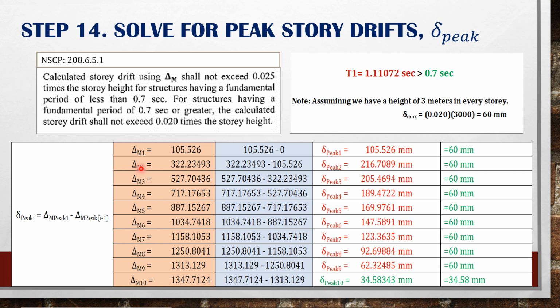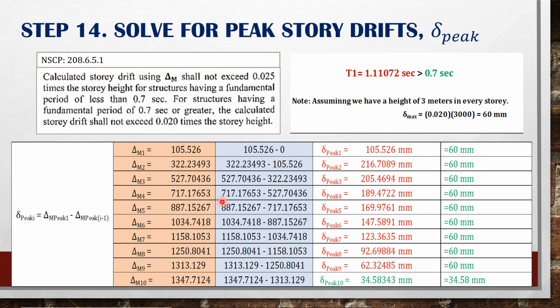Next, the same process. Delta M for second floor is 322.23493. So, 322.23493 minus yung previous floor natin, which is 105.526. So, our peak story drift for second floor is equal to 216.7089. The same process, the same solution, the same method, na makukuha natin yung peak story drift hanggang 9th floor. Ganon din sa 10th floor.